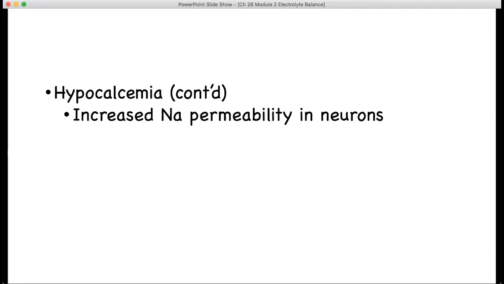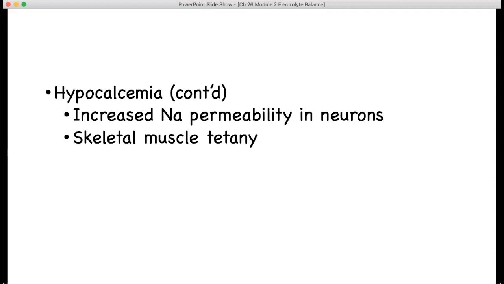Hypocalcemia can also increase sodium permeability in the neurons. The sodium channels involved in action potentials are influenced by calcium. Calcium decreases the sodium permeability. So in the absence of calcium, an increase in sodium permeability occurs. What this means is that it doesn't take as long to reach threshold. If threshold is reached much more quickly, then that means that action potentials will fire more often.